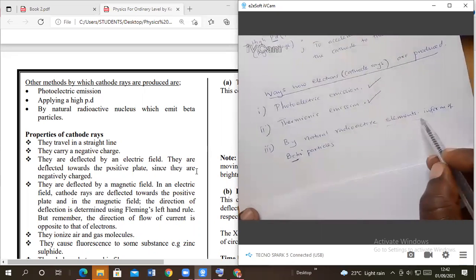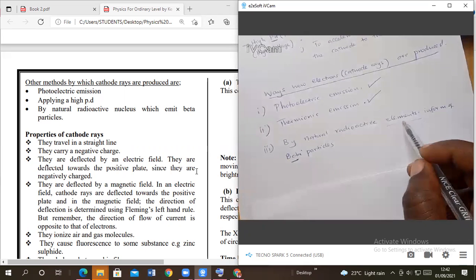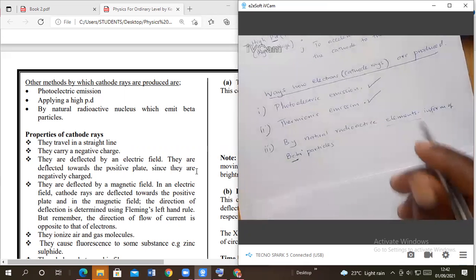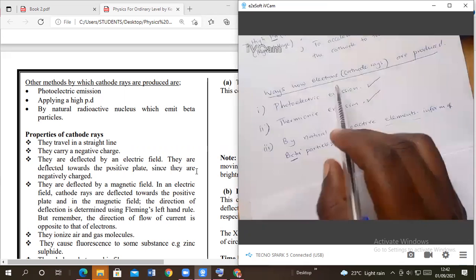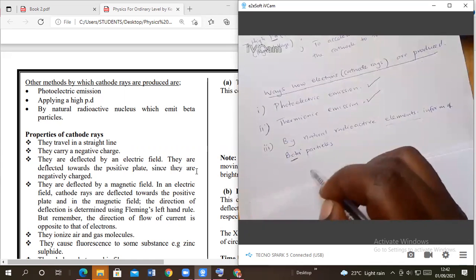We shall see radioactive elements. I can give you one example: uranium, which is used in atomic bombs. This uranium produces beta particles and also other particles. We shall see later on. So that's how electrons or cathode rays are produced in those three ways.